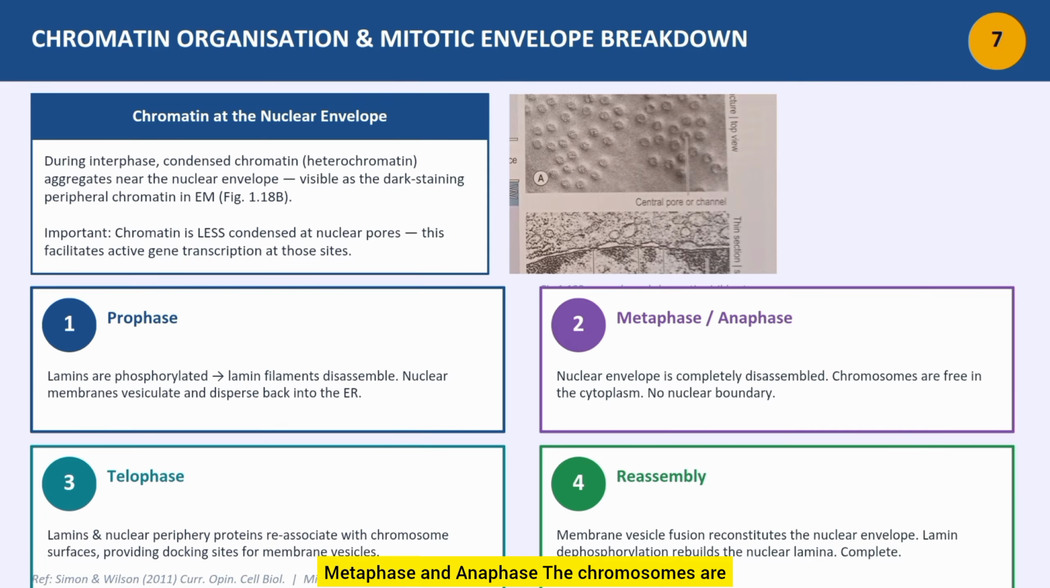Step 2. Metaphase and anaphase. The chromosomes are now free in the cytoplasm, lined up on the mitotic spindle. There is no nuclear boundary. The nuclear envelope proteins are temporarily stored in endoplasmic reticulum membranes and vesicles throughout the cytoplasm. Step 3. Telophase. As the chromosomes reach the poles and begin to decondense, nuclear periphery proteins, including the lamins, begin to reassociate with the surfaces of the chromosomes. This happens even before the membranes return. These proteins provide docking sites for the membrane vesicles.